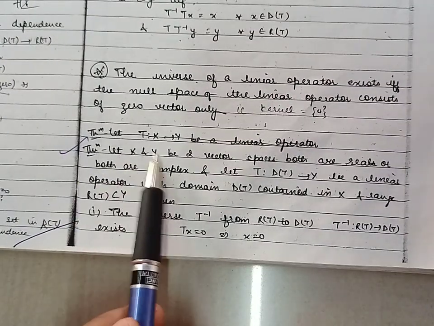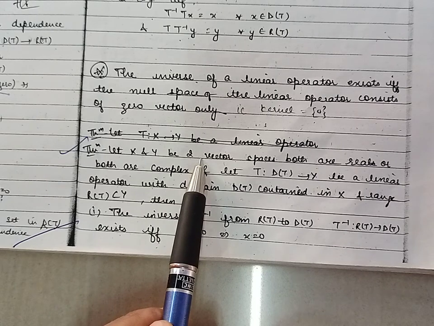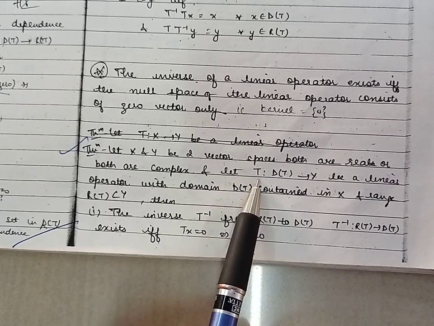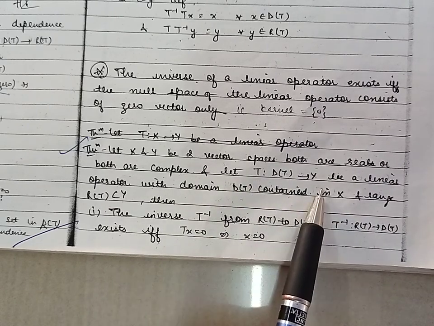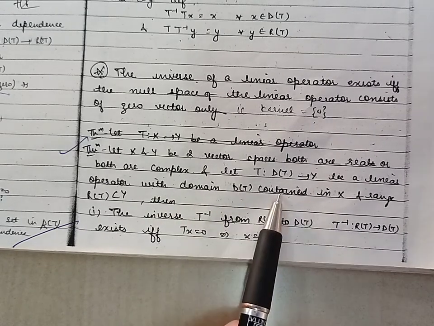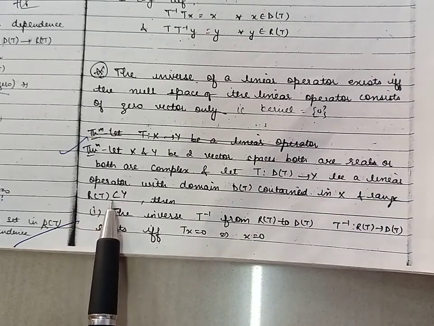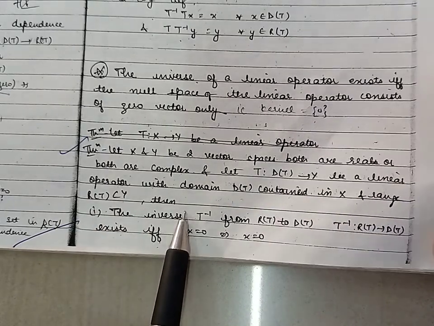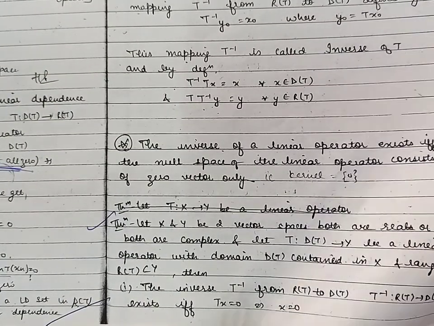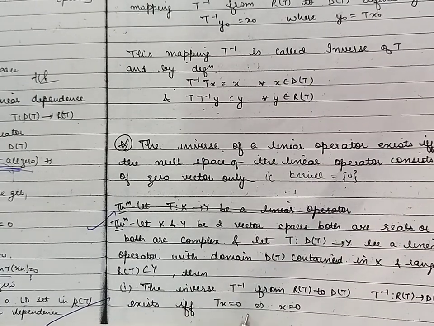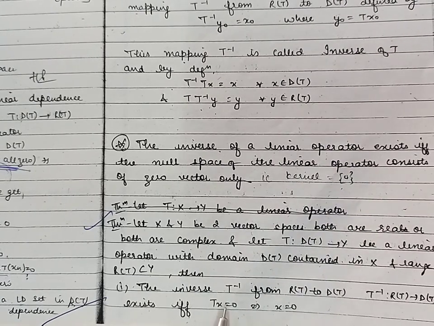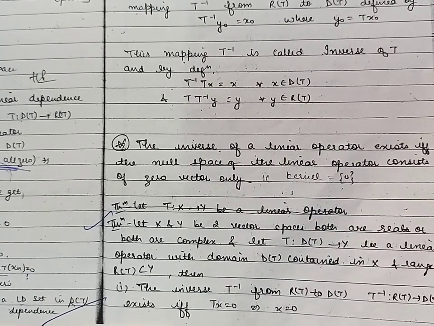Let X and Y be two vector spaces, both real or both complex, and let T from D(T) into Y be a linear operator with the domain of T contained in X and range contained in Y. Then we are to prove that the inverse from R(T) to D(T) exists if and only if Tx is equal to 0 implies that x is equal to 0, where x belongs to the domain of T.